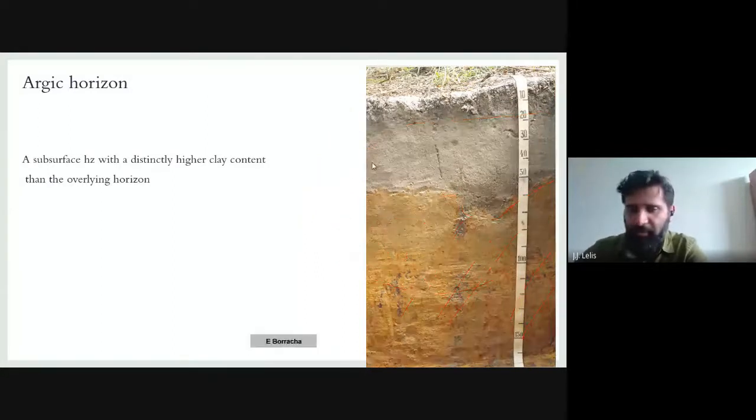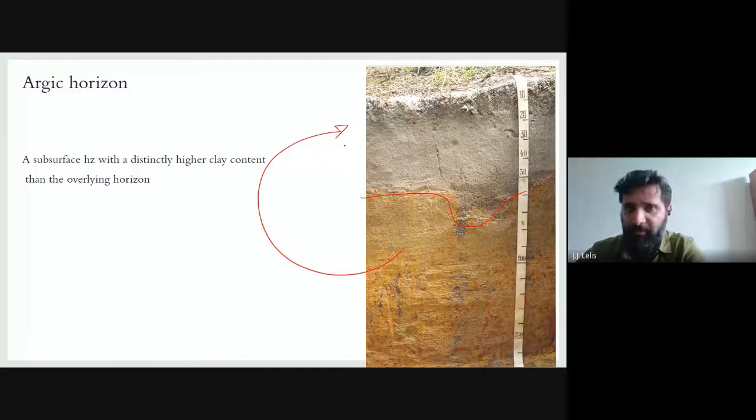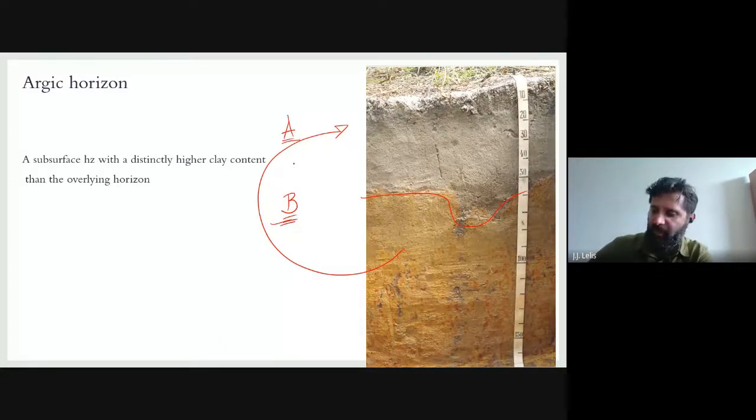But we also could compare this B horizon with the A horizon. It's not the case here specifically, but we have a lot of cases where we compare the B horizon and the A horizon, the content of clay here and here, okay?